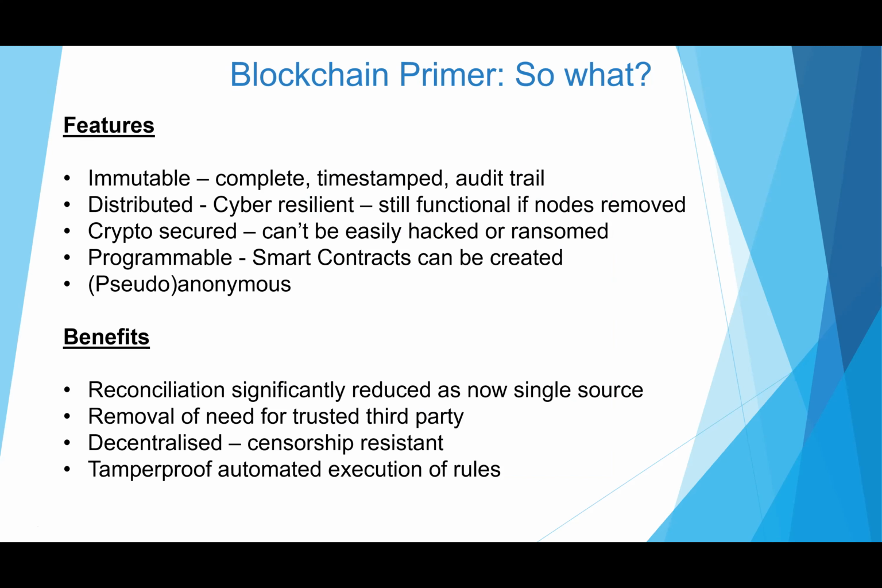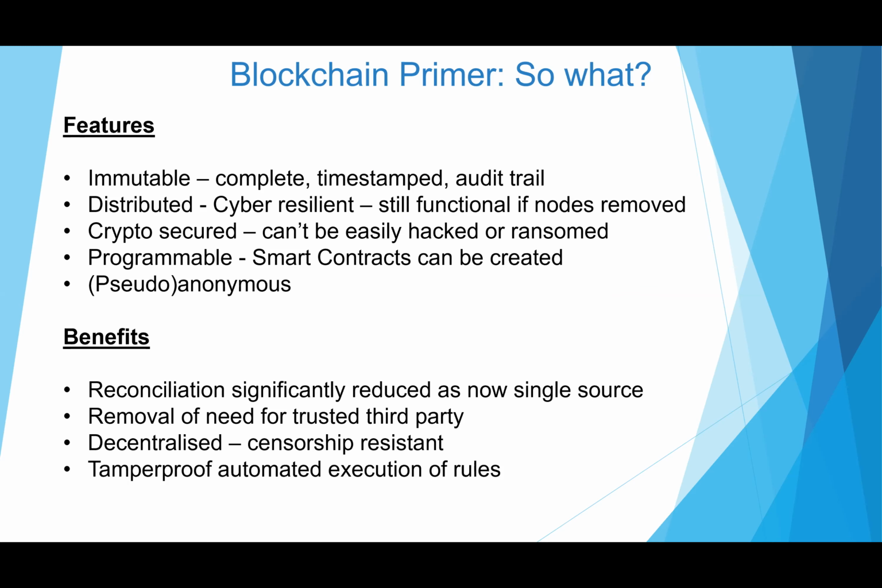The key thing, though, is what are the features of a blockchain. The main one really is that it's immutable. In fact, you've got this complete time-stamped audit trail, which is very, very useful. It's distributed, which means it's resistant to cyber attack. It's crypto secured, so it can't easily be hacked. Programmability, I mentioned smart contracts can already be created, and it's pseudo-anonymous. It's not completely anonymous. There are ways around that.